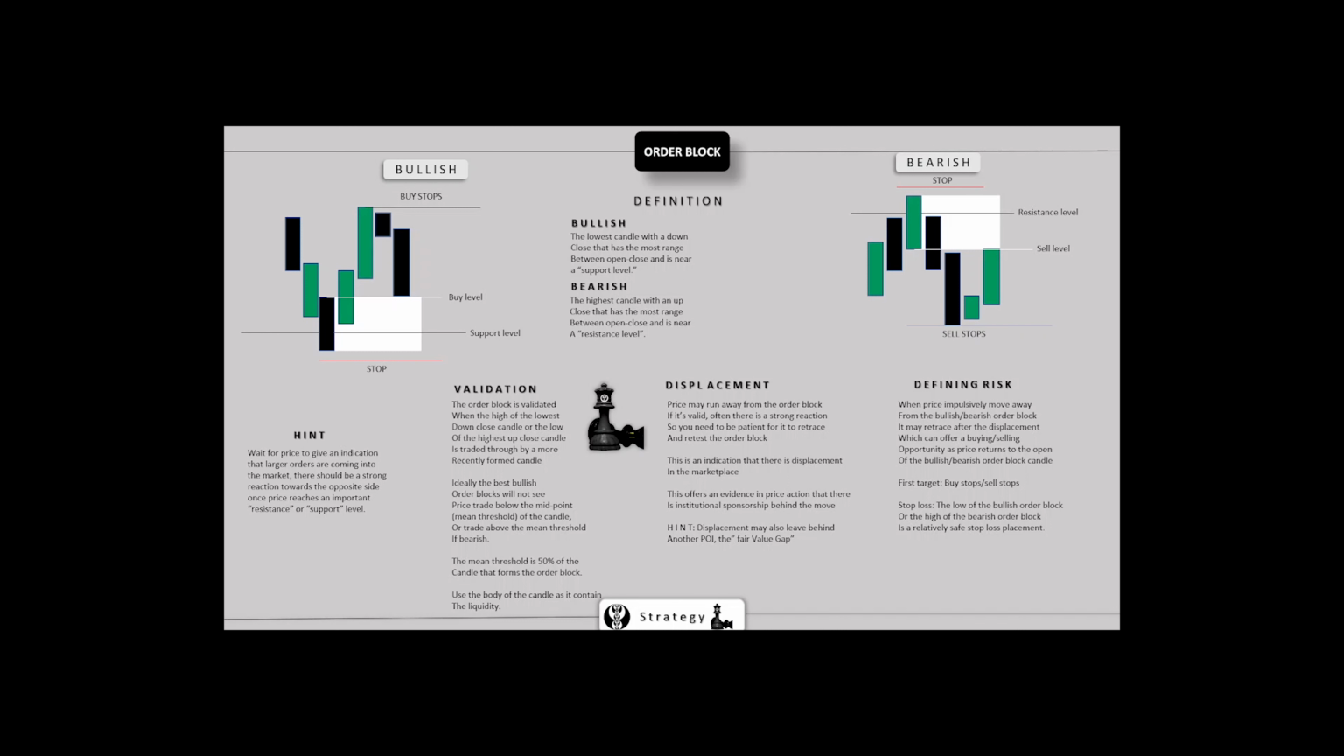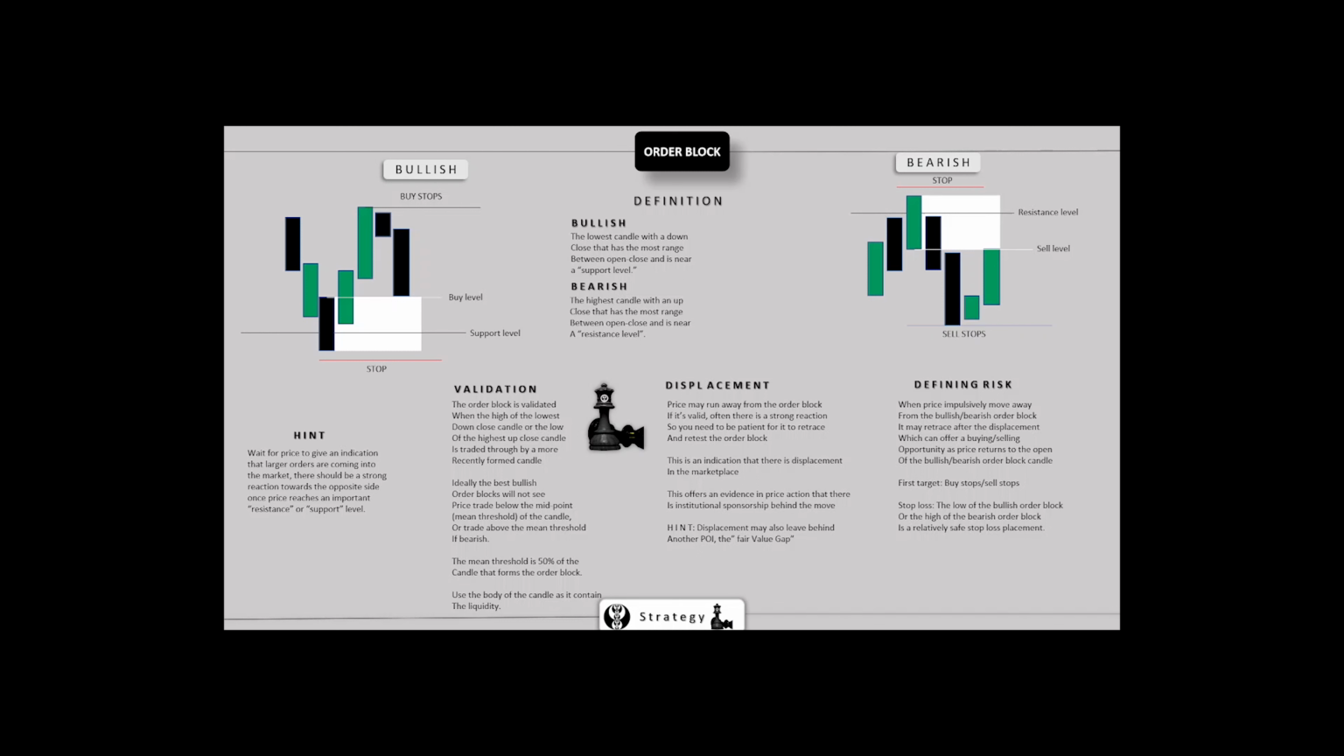Okay, we are now defining our risk. When price impulsively moves away from the bullish or bearish order block, it may retrace after the displacement, which can offer a buying or selling opportunity as price returns to the open of the bullish or bearish order block candle. The first target, buy stops or sell stops, is your first target. You can close the entire trade, or you can leave half of it running and close half of it.